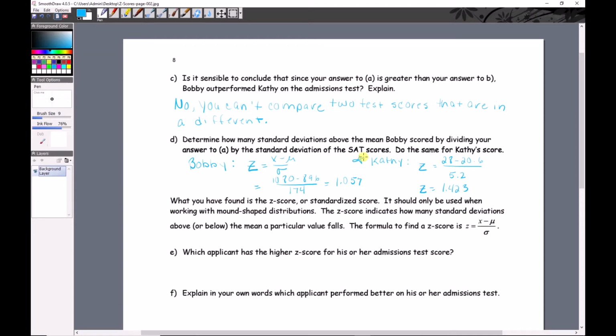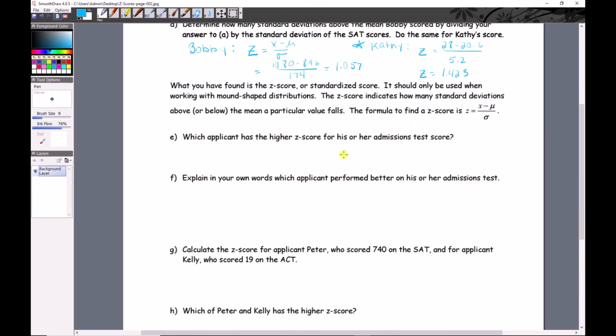So, looks like we got a winner here. Kathy is the winner. So there it is. So what we did was we found a z-score, or standardized, it says so right here. It should only be used when working with mound-shaped distributions. I'm going to clarify that. In fact, people standardize things that aren't necessarily mound-shaped, so we will mostly do that, but you can standardize anything.